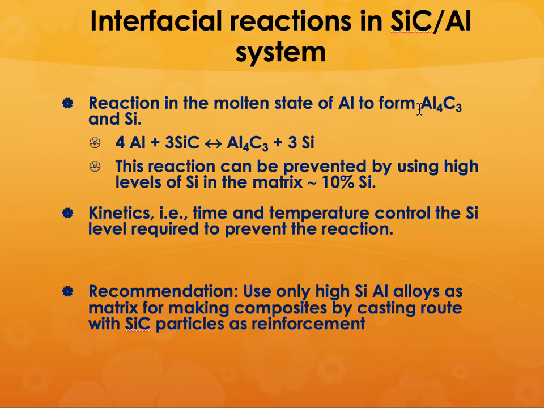So when you blend the two together, the aluminum can form aluminum carbide, and that aluminum carbide can become brittle and powdery over a period of time. So you have to prevent that reaction by using high levels of silicon in the matrix, about 10% silicon. So that will prevent that reaction and form an extremely good composite material with excellent wear properties. So in this case, the recommendation is to use only high silicon aluminum alloys as a matrix for making composites by casting with silicon carbide particles as a reinforcement. So you might be using aluminum 11% silicon for making the metal matrix composite.